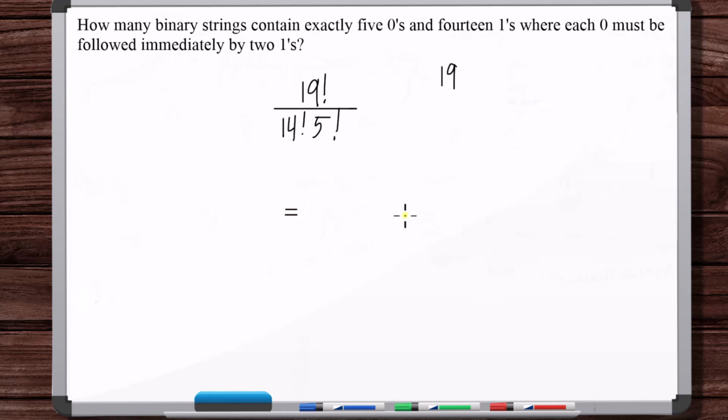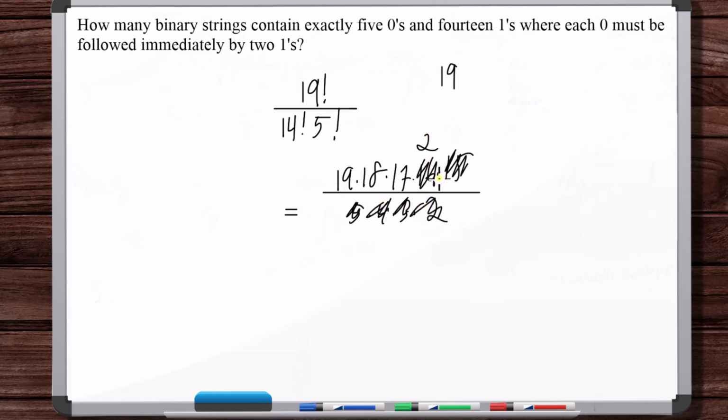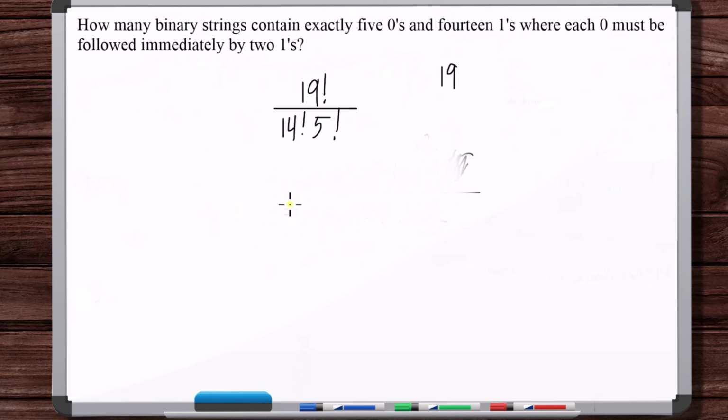So that's going to be 19 times 18 times 17 times 16 times 15 over 5 times 4 times 3 times 2. So 5 times 3 is 15. 4 times 2 is 8. 8 times 2 is 16. So 19 times 18 times 17 times 2 is the system if we need it. We might not need it.